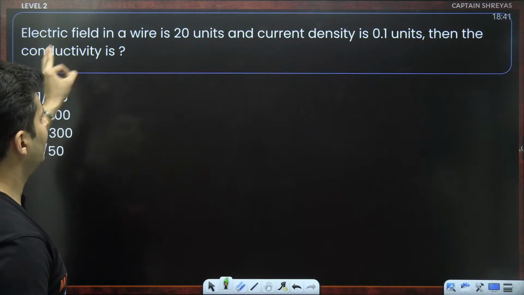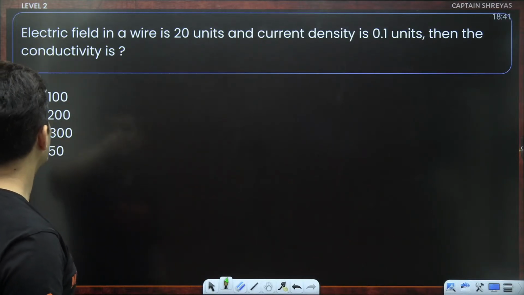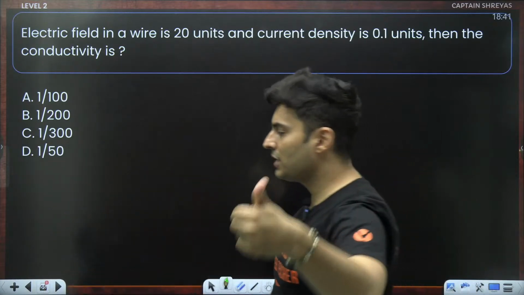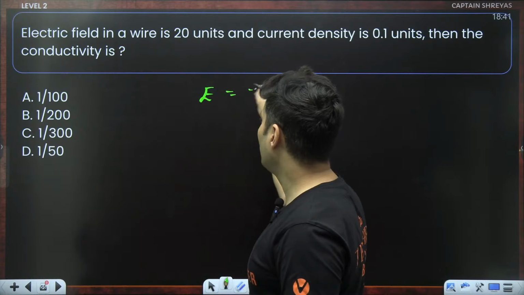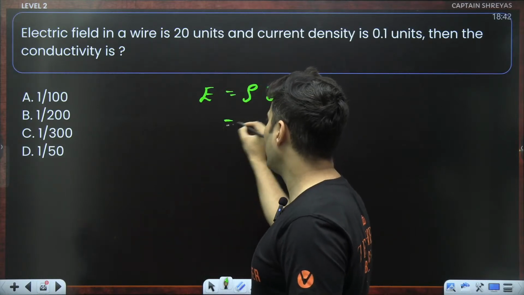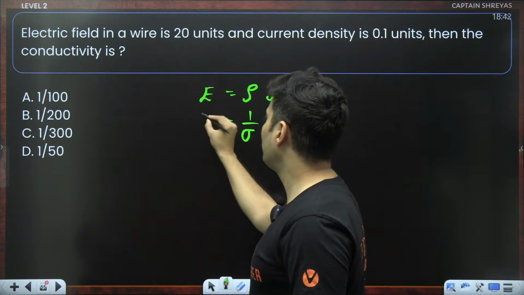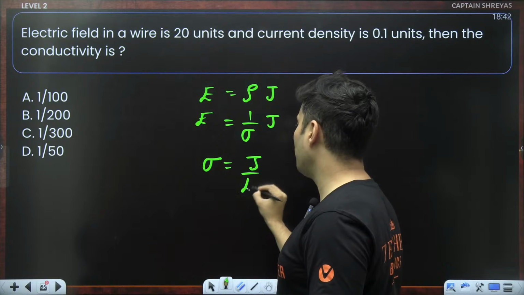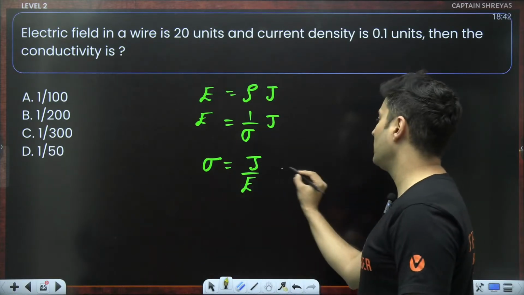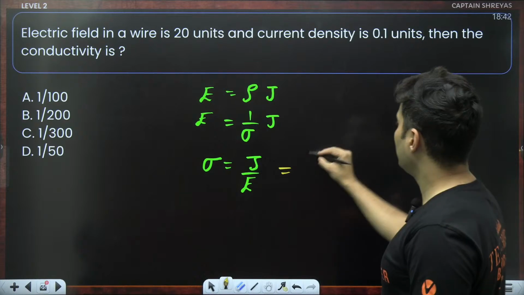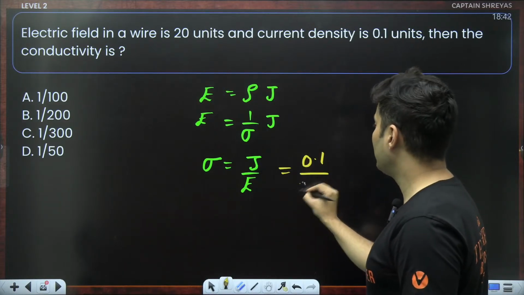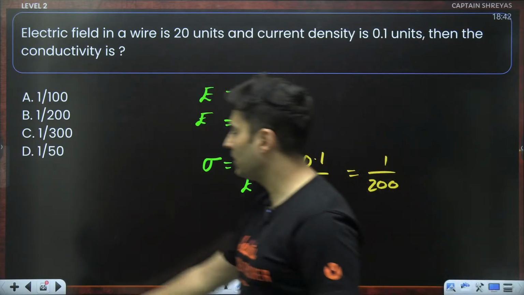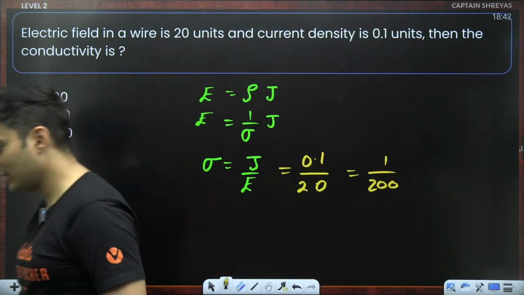Electric field is this much, current density is this much, then the conductivity is? Electric field, conductivity, current density. Is there any relationship? I think so. E is equal to rho J, and rho is 1 by sigma. Perfect. So conductivity sigma is basically J divided by E. So now I can just substitute it. Current density J is 0.1. Electric field is basically 20. So this will be 1 by 200. So 1 by 200 is B for IIT Bombay? Yes, that is correct. Perfect.